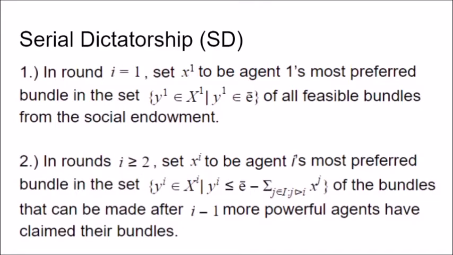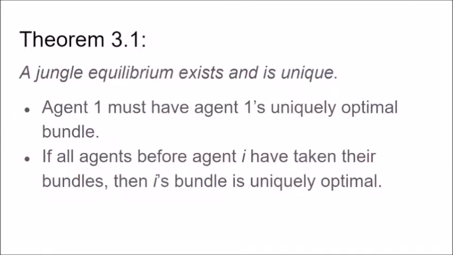You will repeat step 2 for all agents i greater than or equal to 2, and we will prove that this creates an equilibrium in the jungle economy. So in the textbook, this is given as Theorem 3.1. A jungle equilibrium exists and is unique. So the proof for this is actually pretty simple. It can be done in just 2 steps.